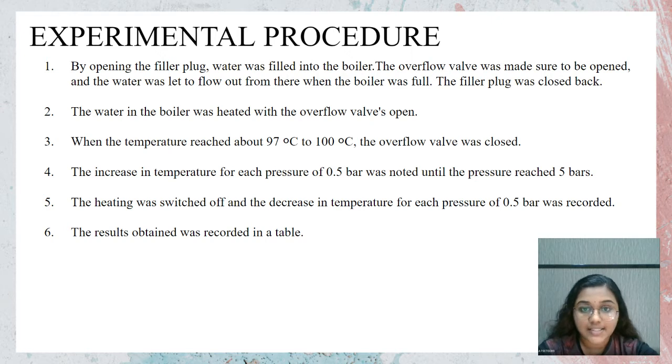The increase in temperature for each pressure of 0.5 bar was noted until the pressure reached 5 bars. The heating was switched off, and the decrease in temperature for each pressure of 0.5 bar was recorded, and the result obtained was recorded in the table.